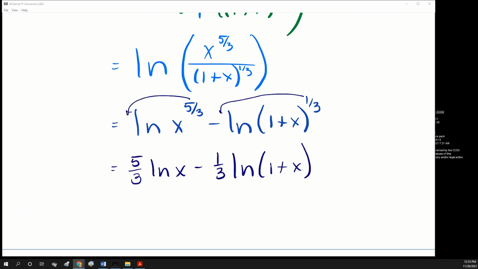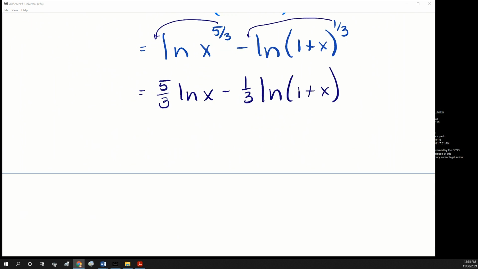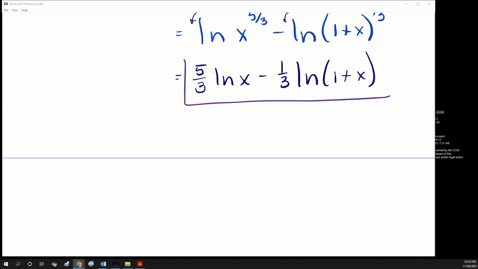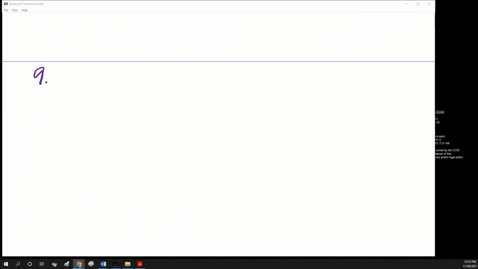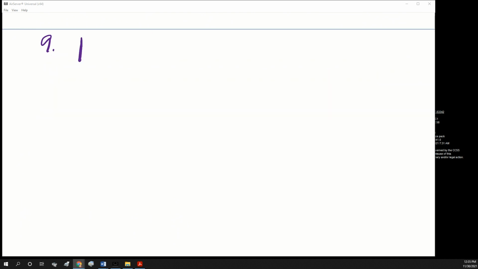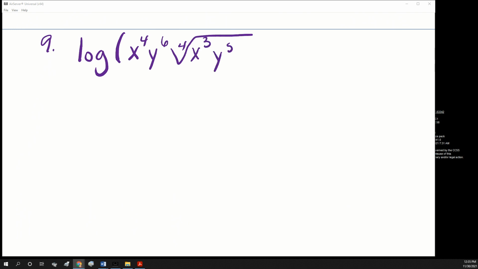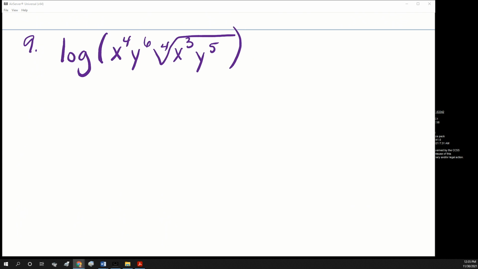All right, we're gonna have one more. So for number 9, we have log of x to the 4th y to the 6th times the 4th root of x cubed y to the 5th. All right, and again, we're going to do a bunch of just simplifying algebra rules before we start doing anything with the logarithms.